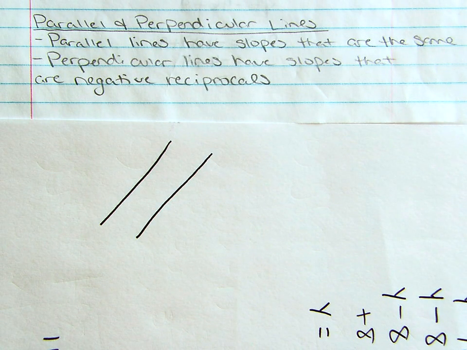Parallel lines are like, if you're from Joplin, our numbered streets. 7th Street and 20th Street are never going to cross. Why? Because they run parallel to each other. They're never going to cross.